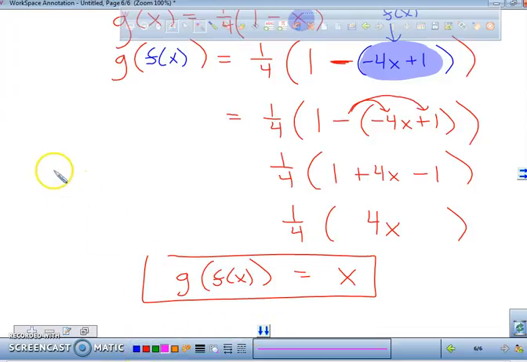By the way, do you know what line inverses always reflect across? What line? No. Y equals x. It always reflects across y equals x. So if you take one function and you plug it into the other function, and all you get is an x, that lets you know that what? They are inverses of each other.